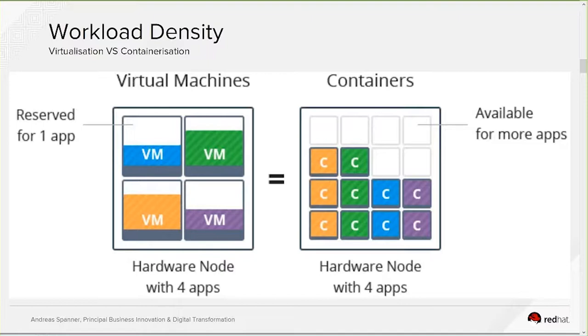Containers are quite different. The gray layer is thinner because it's really just the libraries and the binaries you need to run your applications, but the kernel, the operating system as such, is actually shared and hence less resource consuming, and that gives you space to actually then scale out your cloud native applications.